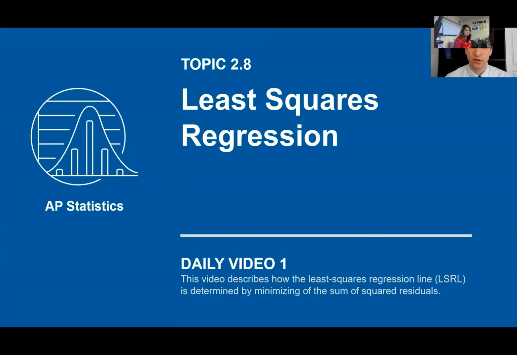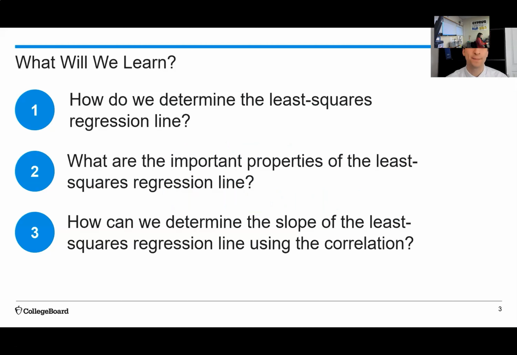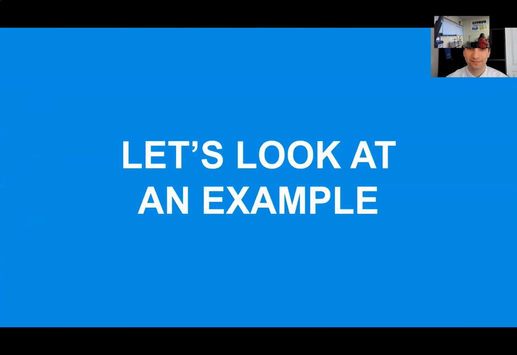Today we're entering topic 2.8, least squares regression. In this video, it's going to describe how the least squares regression line, the LSRL, is determined by minimizing the sum of squared residuals. So what exactly are we going to learn today? We're going to learn how to determine the least squares regression line, what the most important properties are of this line, and how we can determine the slope of the least squares regression line using the correlation.